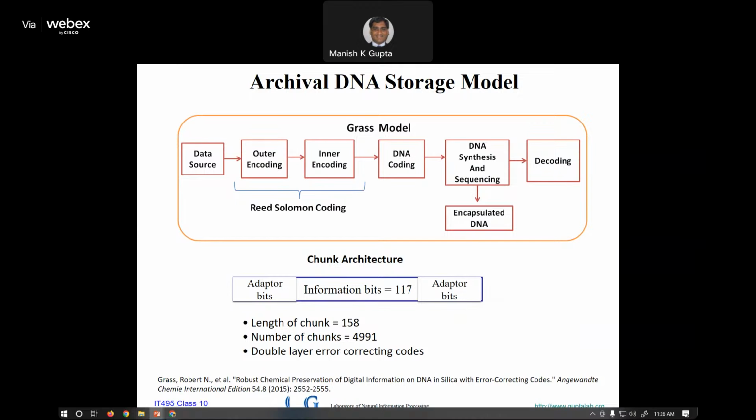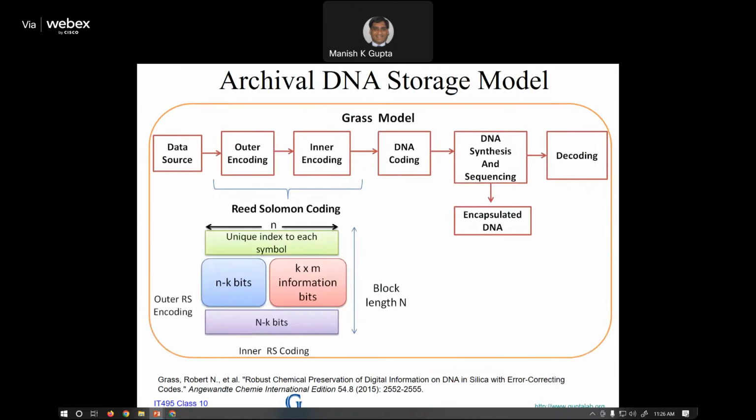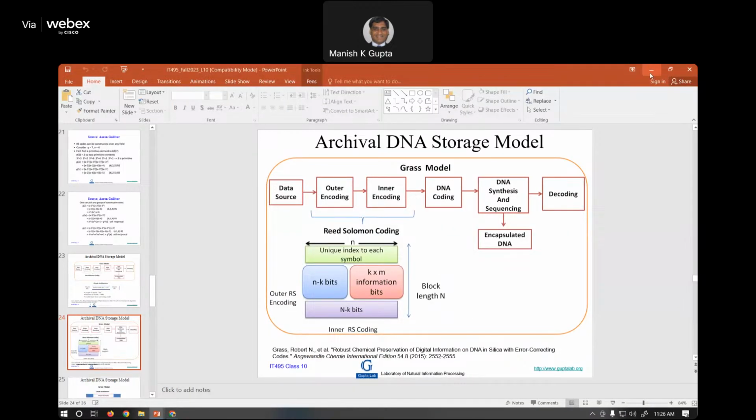They used Reed-Solomon code initially in DNA storage. And they use two kinds of Reed-Solomon code, inner RS coding and outer RS coding. I will not do that right now, but what I'm going to do now is the following. I think this is the last class before the exam, right?